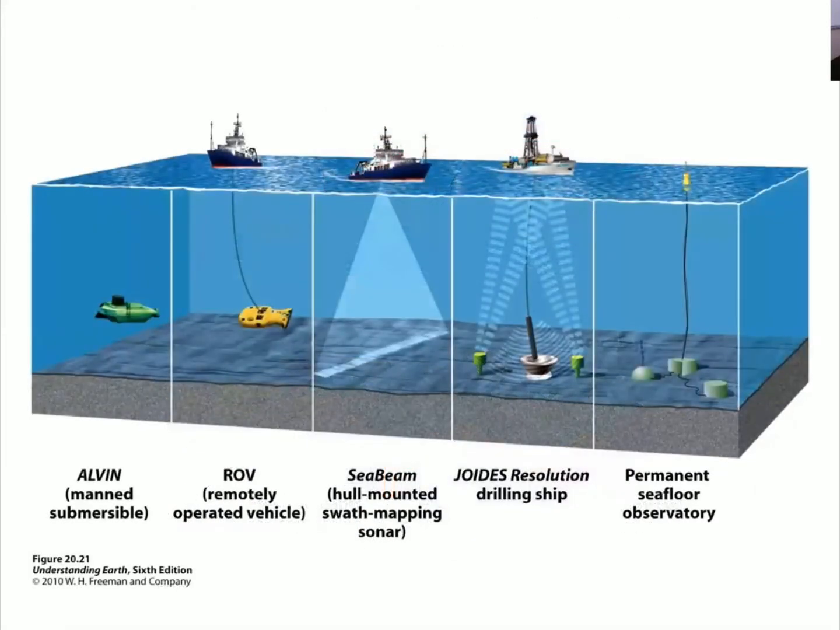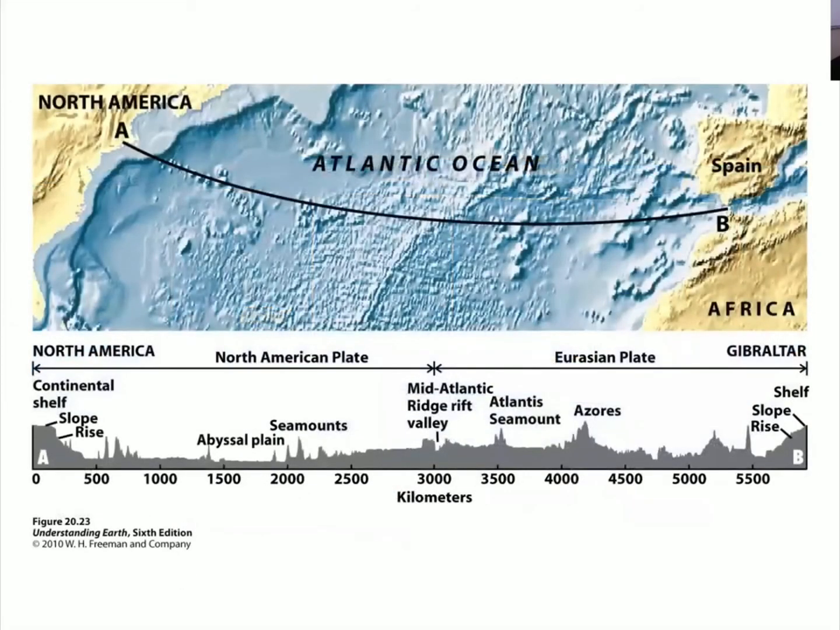Here we have a few pictures of how the topography of the ocean floor is mapped. Some of these machines are manned. They go down to the ocean floor and look at them. Others are remote controlled from a boat above the water. And then others can use sonar, which is just beams being shot down from a boat all the way to the ocean floor.